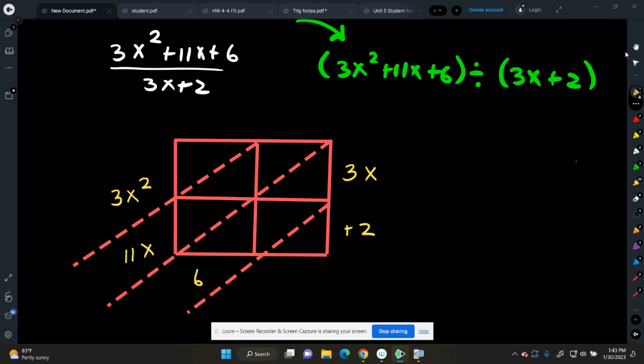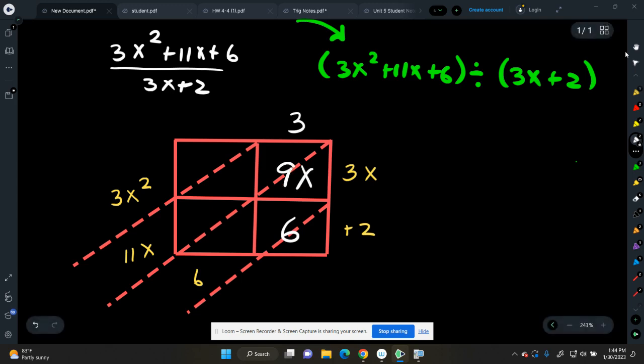So, what do we put in the bottom right-hand corner? 6. Okay. What did we multiply the 2 by to make it a 6? 3. So that 3 goes up here. Now that I have that 3 up there, I can finish the rest of this column. So 3 times 3x equals 9x.